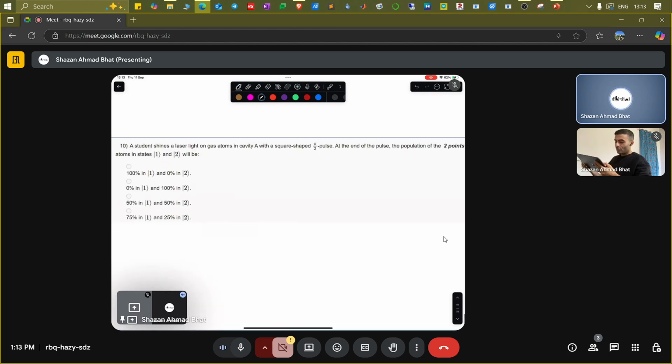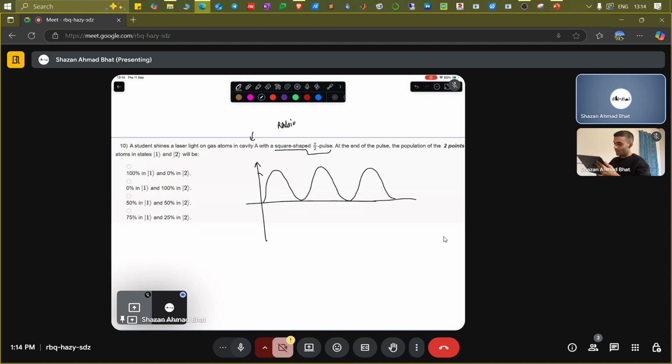Okay. A student shines laser light on gas atoms in a cavity with a square-shaped pi by 2 pulse. At the end of the pulse, the population in the atoms will be... Yeah, that's what I talked about. If you have a system in a cavity wherein you expect Rabi oscillations to happen, the probability distributions will oscillate something like this. Then this is basically the pi by 2 pulse. This is pi. This is 3 pi by 2. This is 2 pi. This is 3 pi, so on and so forth.